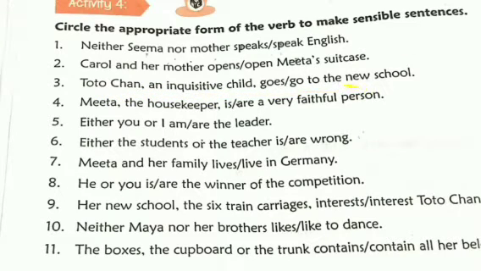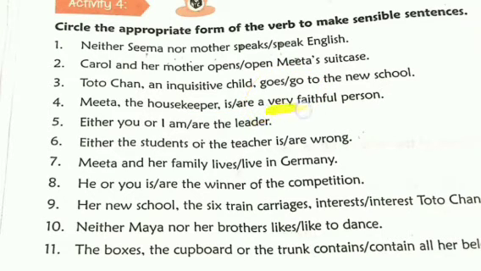Okay, now the third one. Tota Chan, an inquisitive child, go to the new school. Okay, so now it is very easy. Tota Chan is a single person. It is a child, and a child means singular. So the noun is singular, so our verb is also singular.